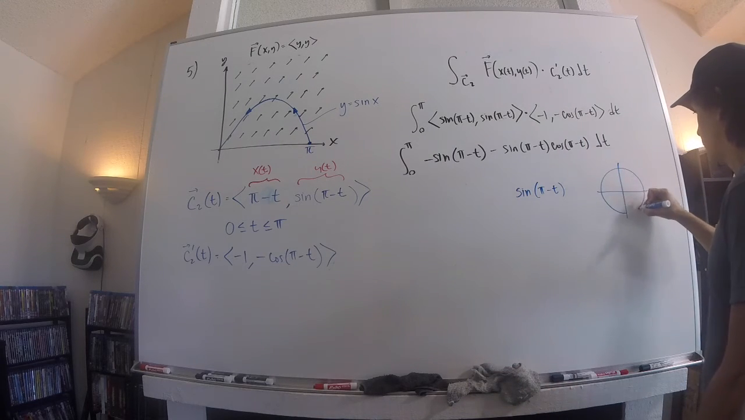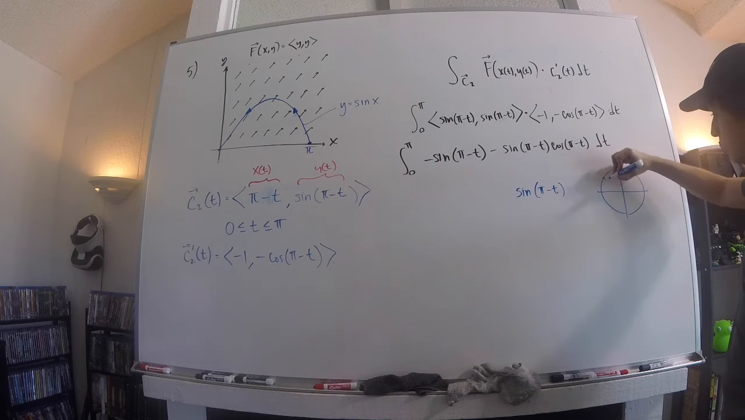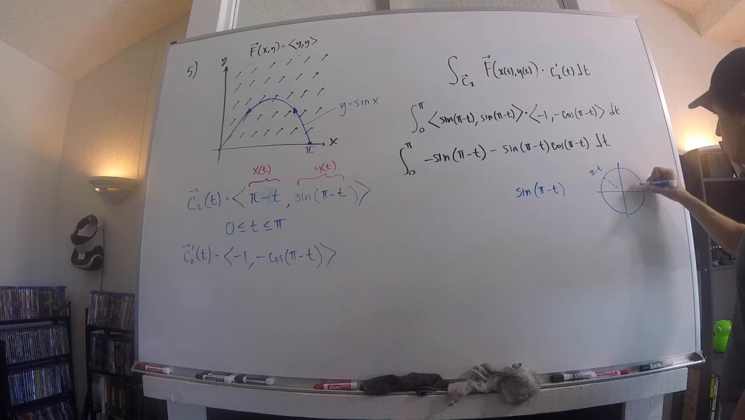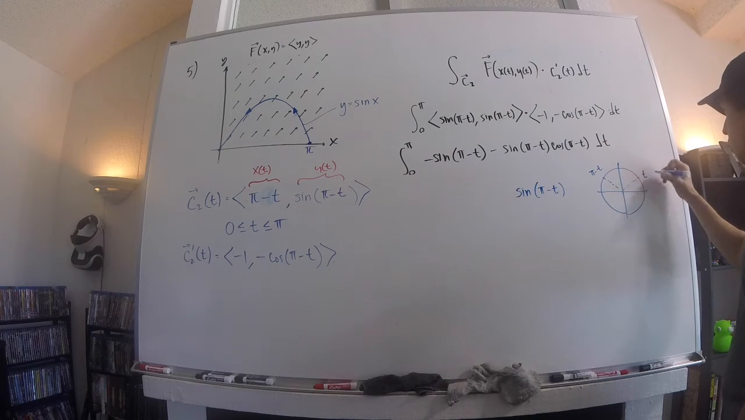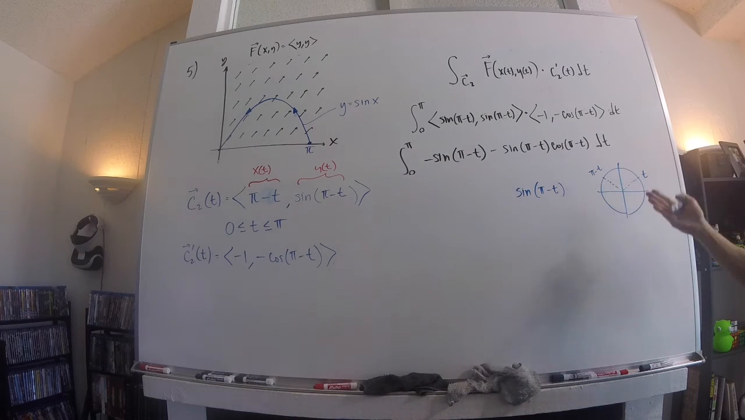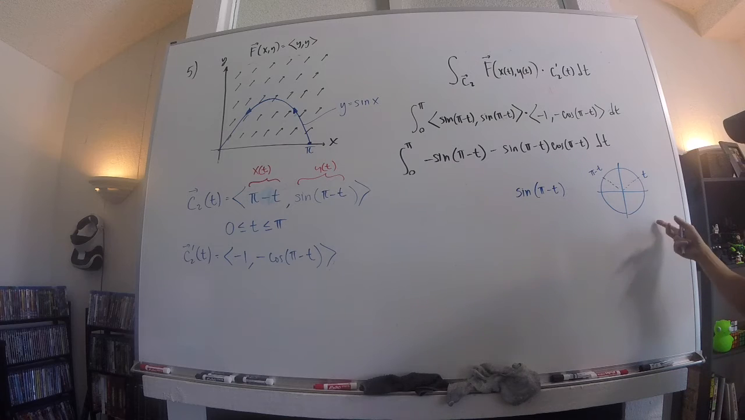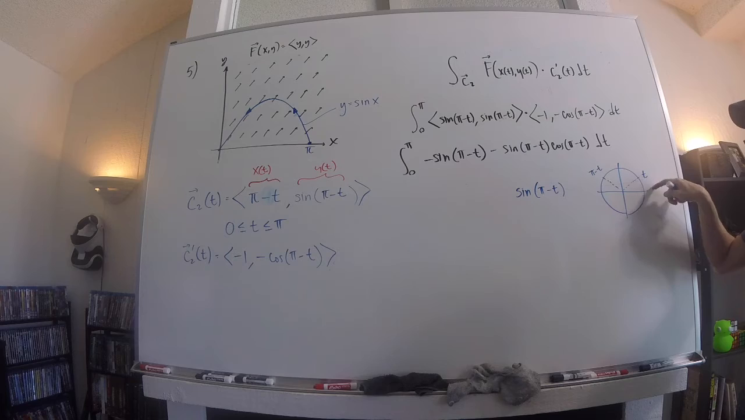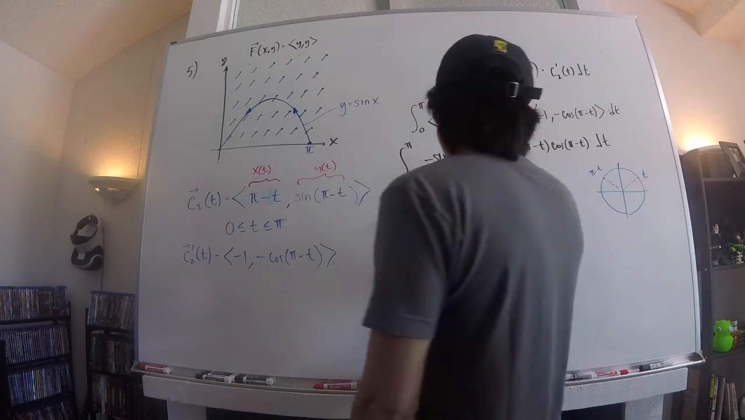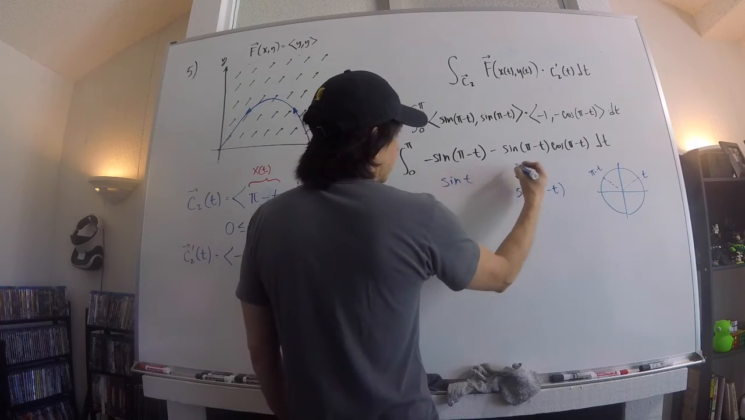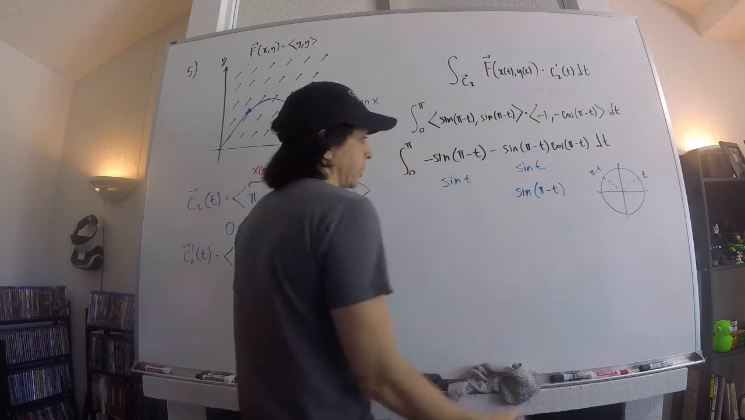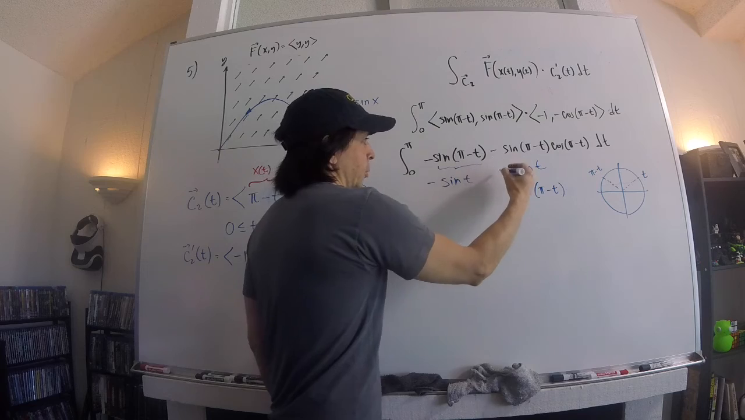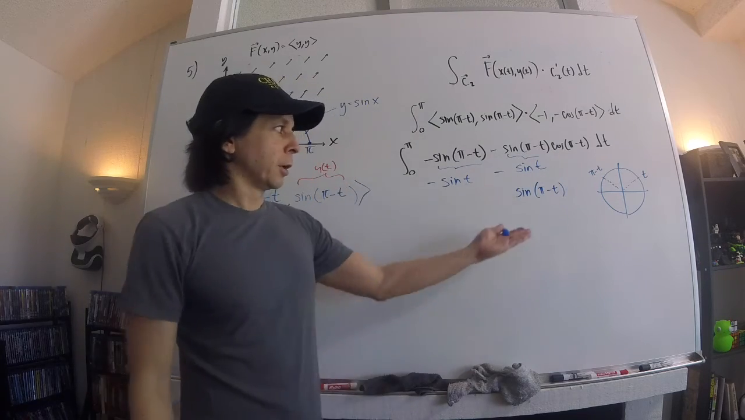Here's pi minus t. Here's t on my unit circle. I'm just going to visually, via the unit circle, pull the identities out. Sine of pi minus t has the same sign as t, so that's equal to sine of t. This one has a negative there. But anyway, sorry.